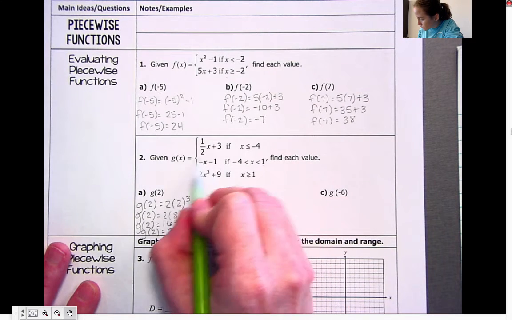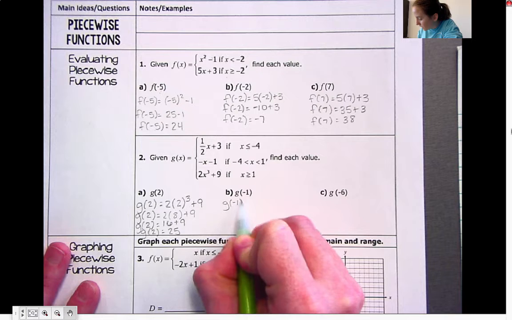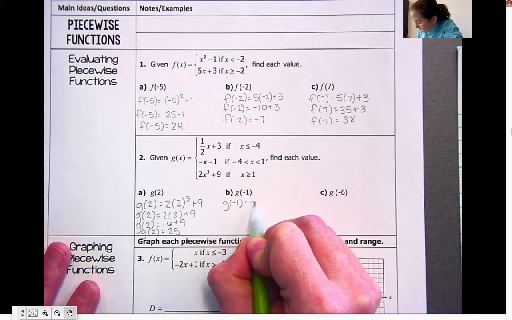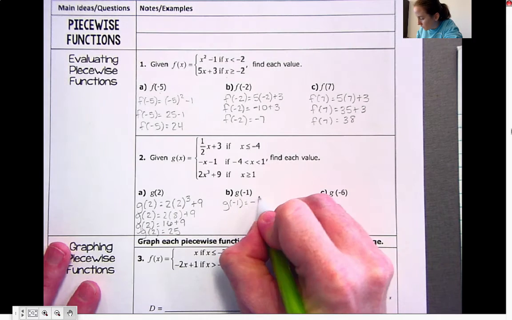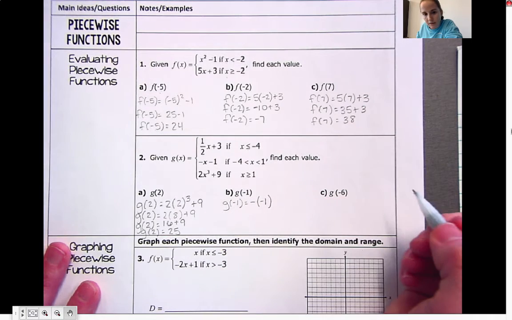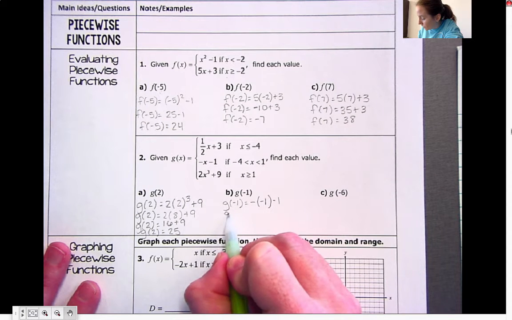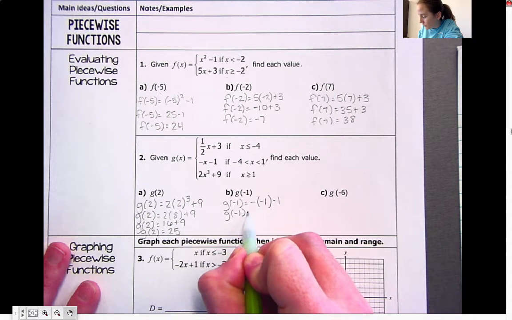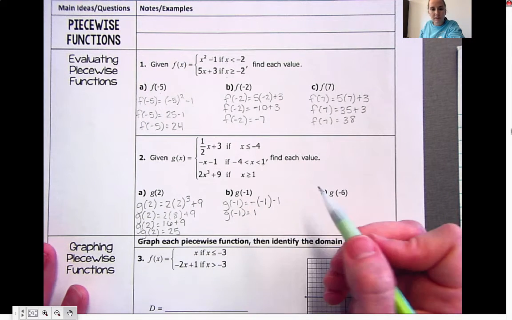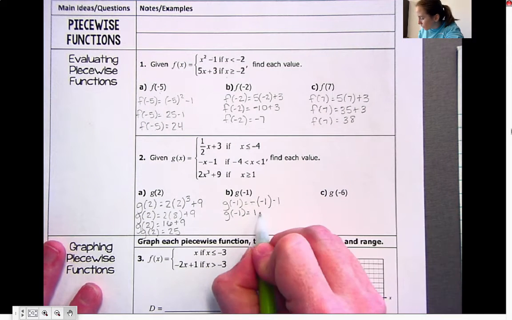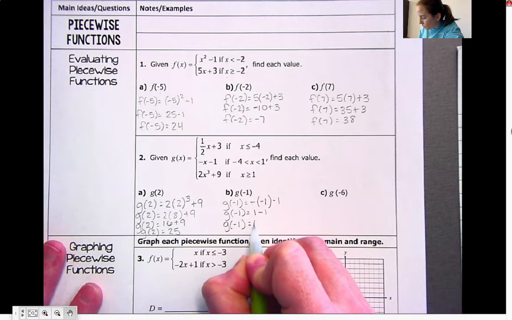So I'm going to use this row right here. Be careful with this one because it starts out with a negative x. So we have negative, the x value that I'm using is negative 1, and then minus 1. So a negative value, or the opposite of negative 1, is positive 1. So they cancel each other out. So 1 minus 1, g at negative 1 equals 0.